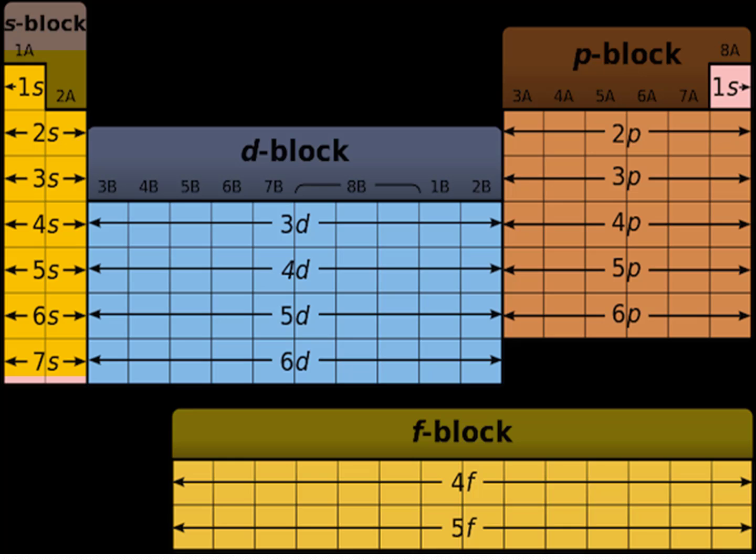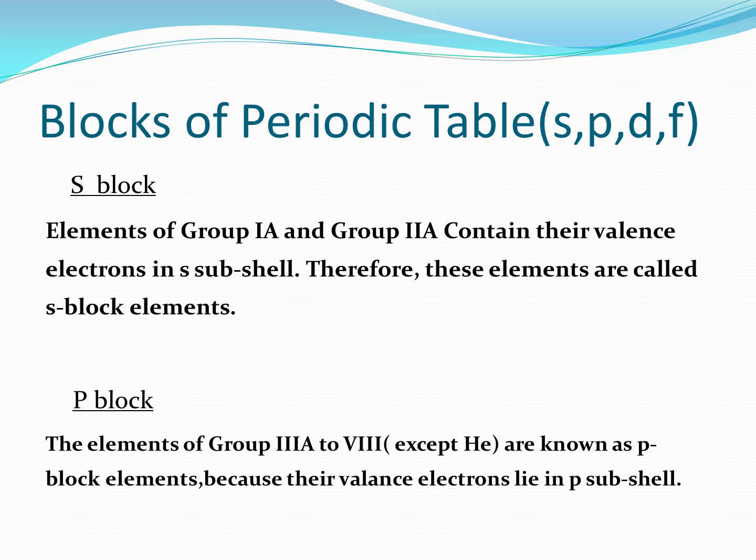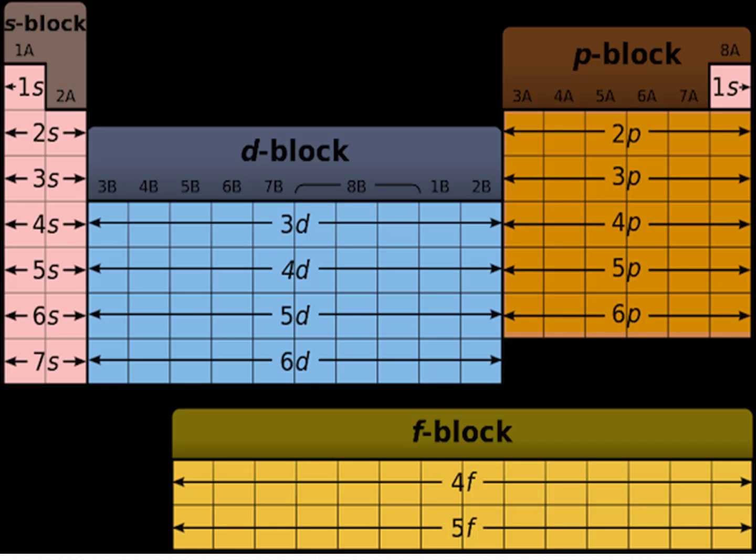P block. The elements from 3A to 8A except helium are known as P block elements. Okay, students, not the center one. In the periodic table, if we go toward the right side, there is the P block and the groups present in this block are from 3A to 8A. But there is one exception, which is helium, which is present at the top right side. It is not included in P block because the outermost subshell of helium is S.